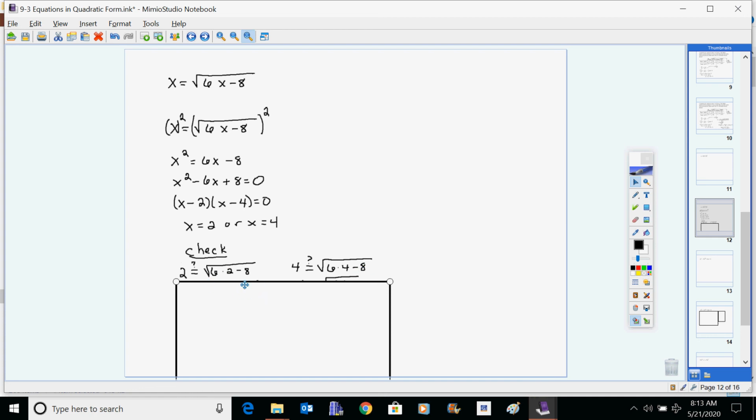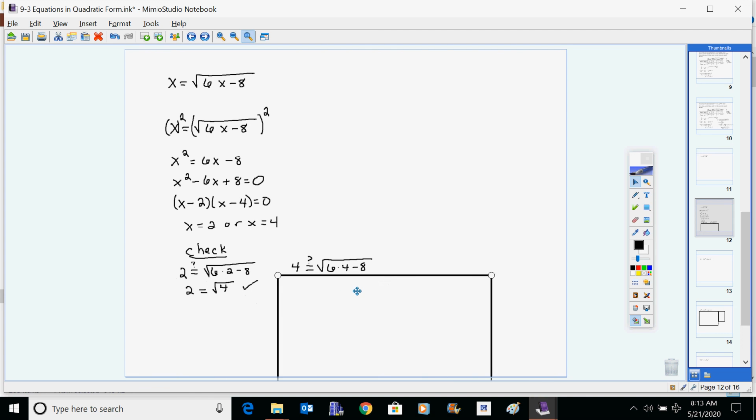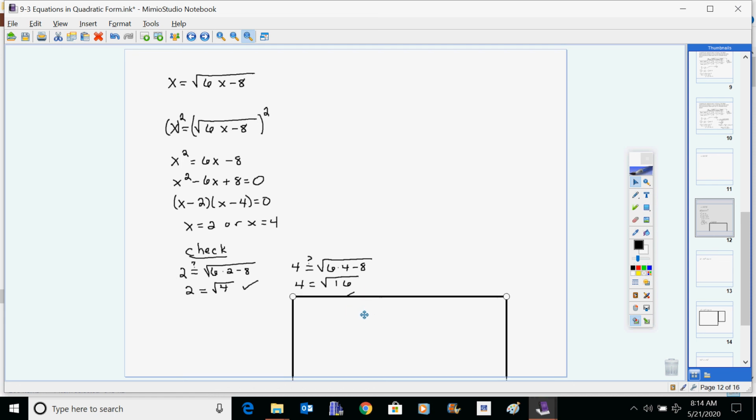6 times 2, 12. Minus 8 gives you 4. Square root of 4 is 2. 6 times 4, 24. Minus 8 gives you 16. Square root of 16 equals 4. Hey, we didn't get an extraneous solution. It worked out great. Both of the answers are solutions. So we have that. Okay.